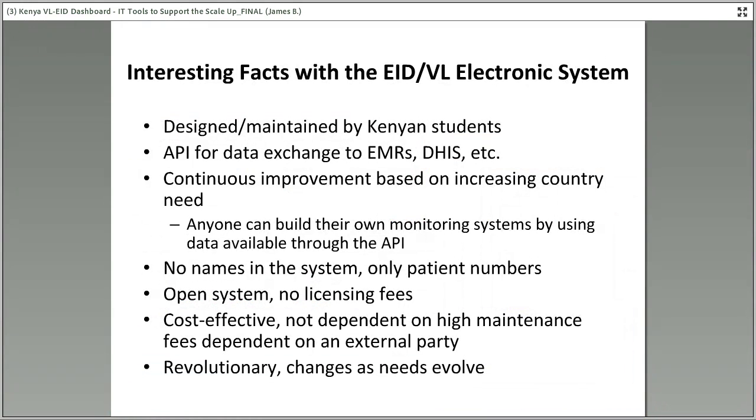Again, I'll talk about what we call interesting facts about our EID viral load result system. One of the things is that we call it cost effective because it has been designed and maintained by Kenyan students. We use graduate students who keep doing this and keep improving. That has allowed us to do so many things. It allows us continuous improvement because the students are here, so it's easy for us. We are not contracting somebody and getting a big bill.